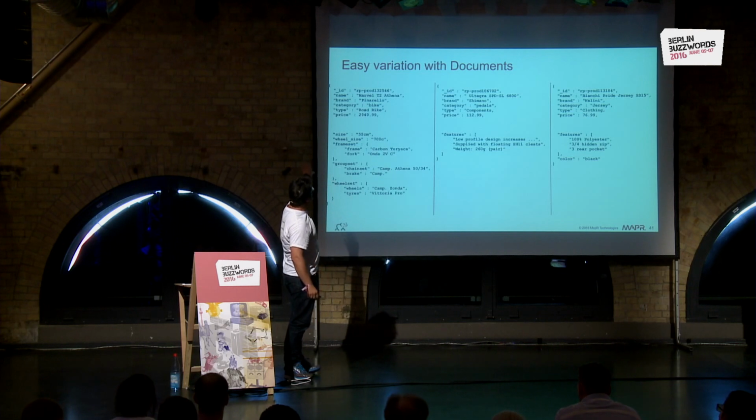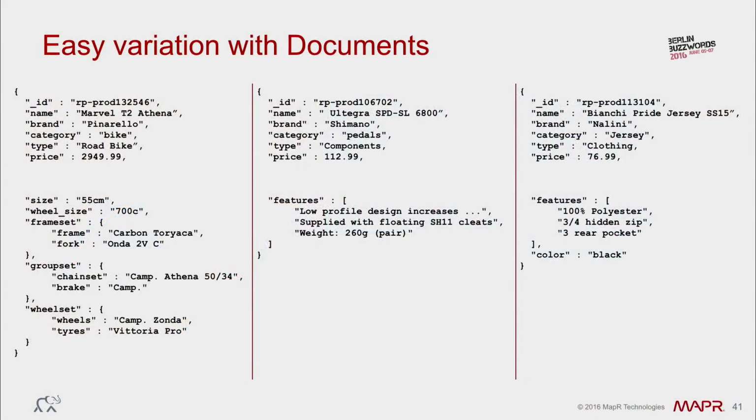So you see the top 5 attributes are the same for each product: an ID, a name, a brand, a category, a type, and so on. And here, the second set of attributes, in a single document, are just specific values for this specific type of product. So very easy to organize, very easy to add.